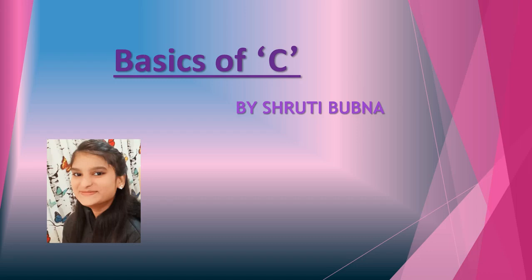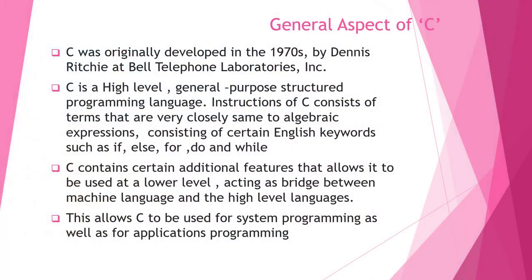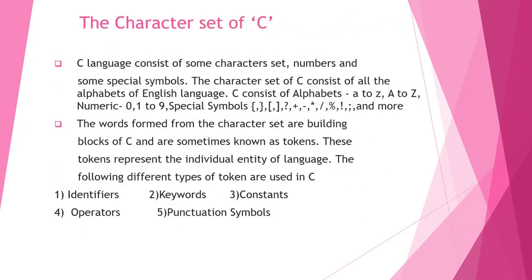Today we are going to discuss the basics of C. So let's begin. First one is general aspects of C. C was originally developed in the 1970s by Dennis Ritchie. It is a high-level language as well as a general-purpose structured programming language. C contains certain additional features that allow it to be used at a lower level, acting as a bridge between machine language and the high-level language. This allows C to be used for system programming as well as for application programming.